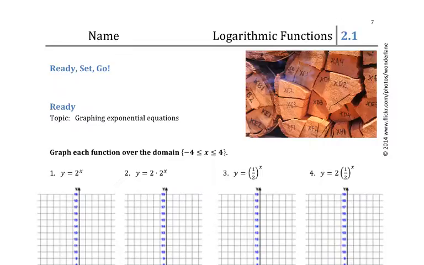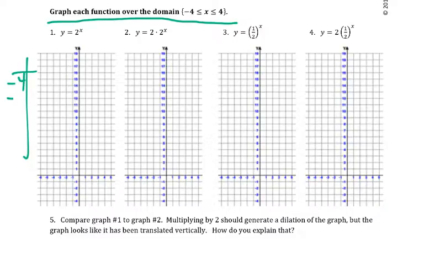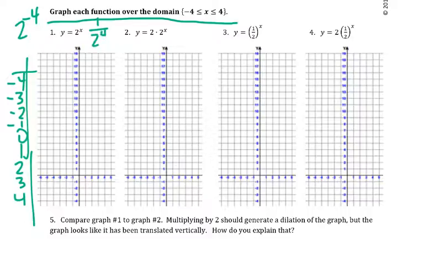Alright, Math 3, Logarithmic Functions 2.1. So, it says graph each function over the domain -4 to 4. Okay, so easiest thing to do would be to make a table from -4, -3, -2, -1, 0, 1, 2, 3, and 4. Okay, so 2 to the -4, that would be like 1 over 2 to the 4th because it's negative and makes it a fraction.